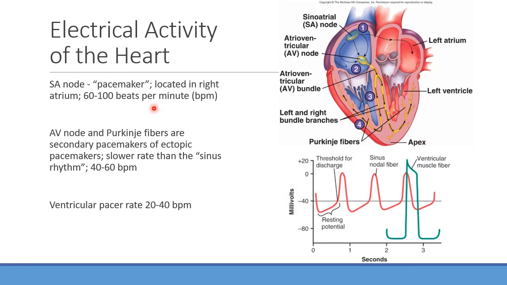So again, the SA node should be the pacemaker. This is the main thing. It's going to be setting the heart rate for us. Again, it's located in the right atrium. It's usually beating anywhere between 60 to 100 beats per minute, right?